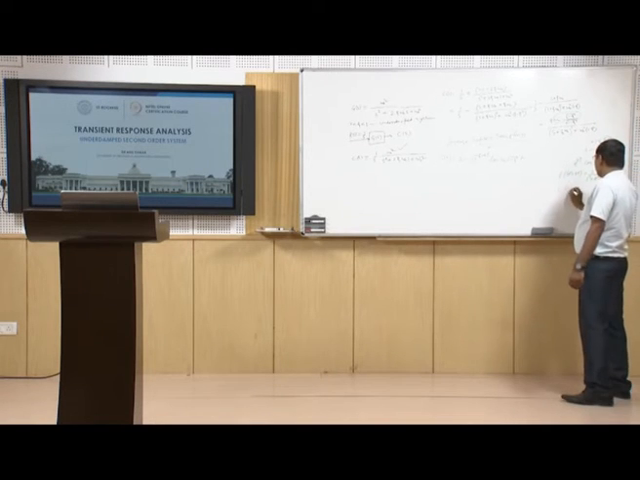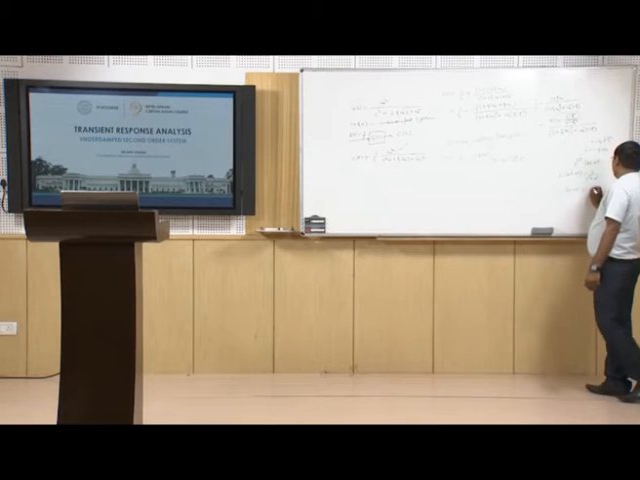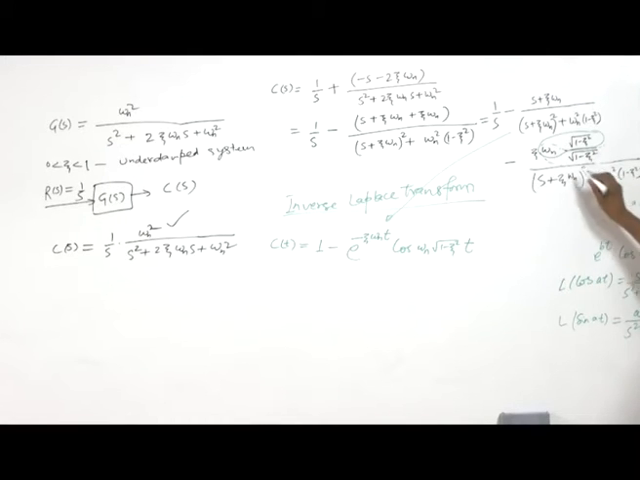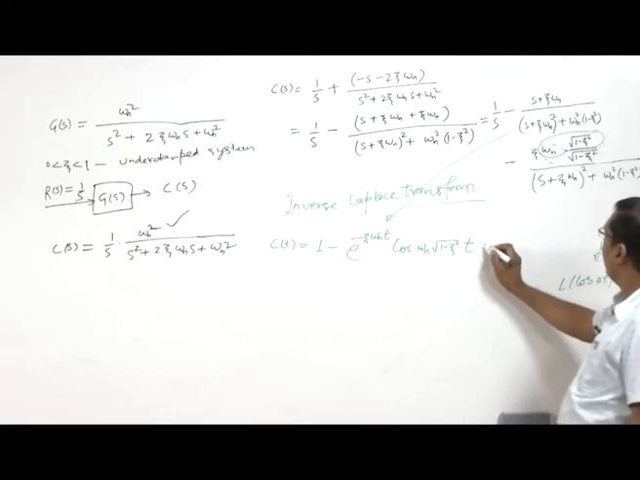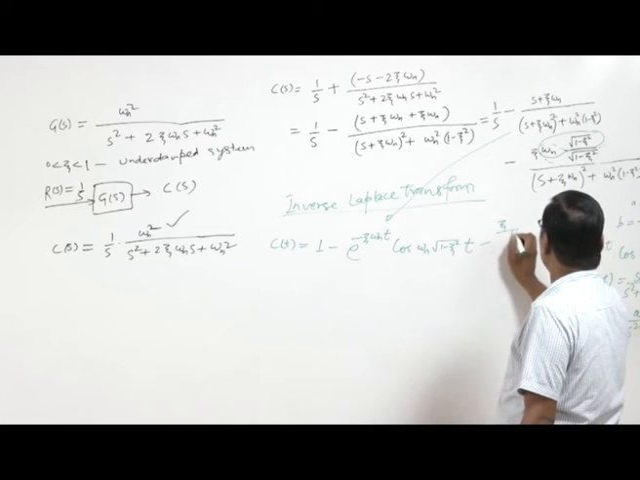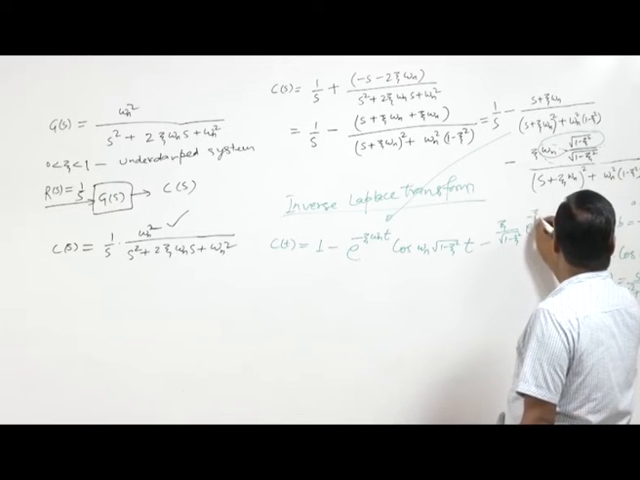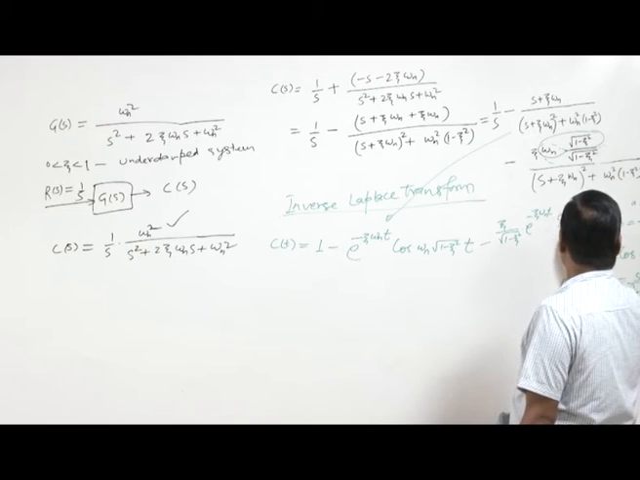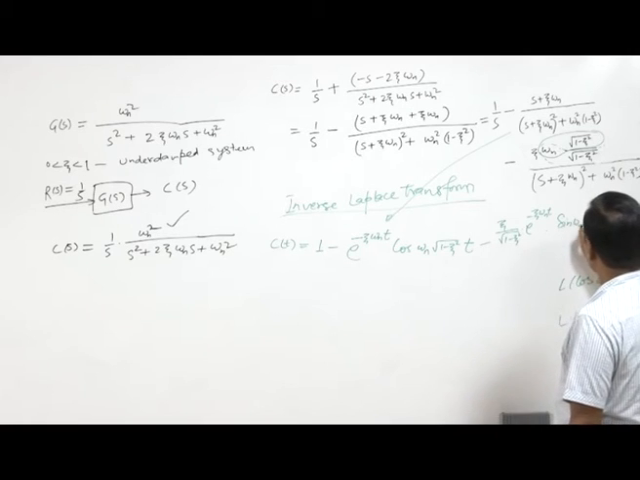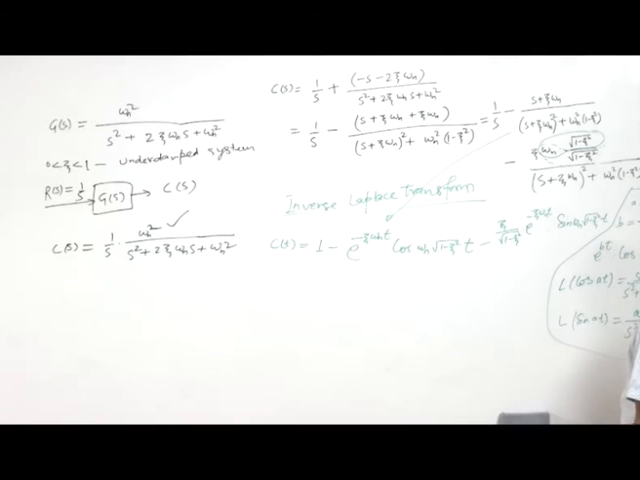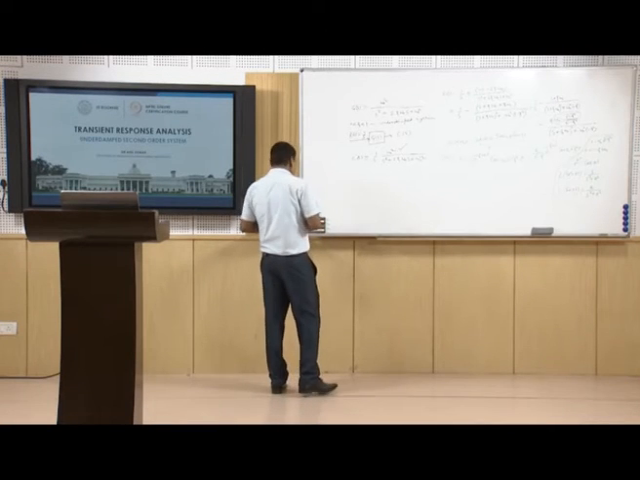Now, Laplace transform of sin a t equal to a upon s square plus a square. So here a is omega n root 1 minus zeta square, and we have this term minus zeta upon root 1 minus zeta square into e power bt. So minus zeta omega n t into sin a t, so sin omega n root 1 minus zeta square t. So this is the response of this system.